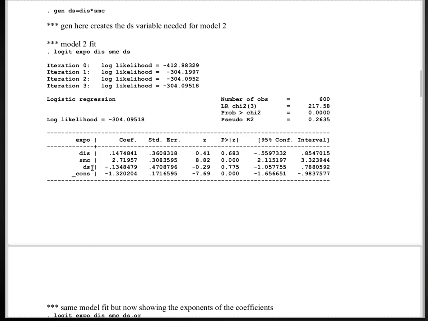D times S. This is B3. This is the estimate of beta 3. And we can see that it's a small number. It has a large standard error. And the ratio of the estimate to the standard error, the Z, is the Wald test, has a p-value that's way over 5%. No evidence of modification. Okay.